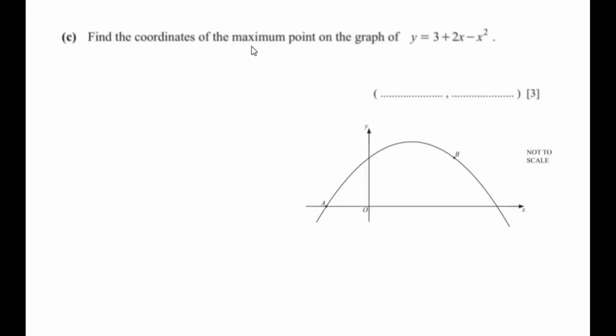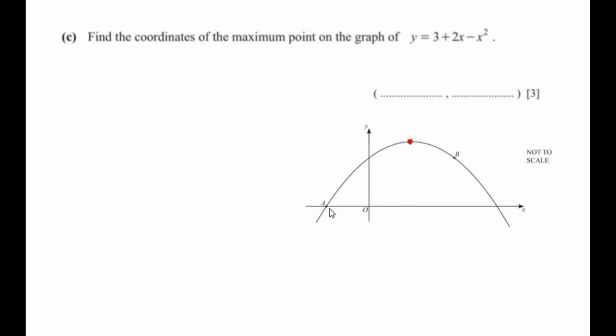Find the coordinates of the maximum point on the graph of y is equal to 3 plus 2x minus x square. This was the graph given in the question. I have redrawn it over here. So let us say that the maximum point is over here. So we need to find out what is its x coordinate and what is its y coordinate.